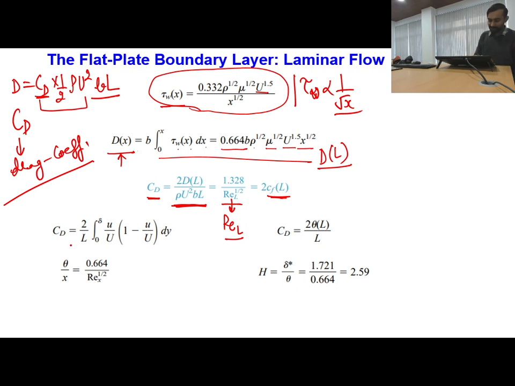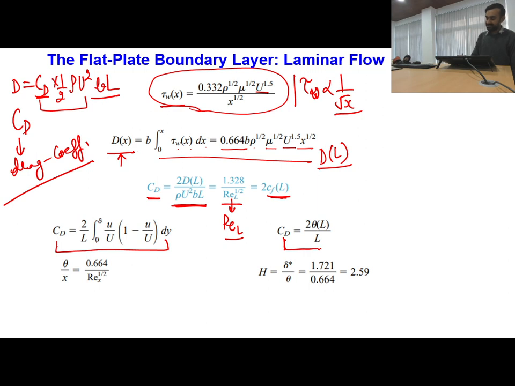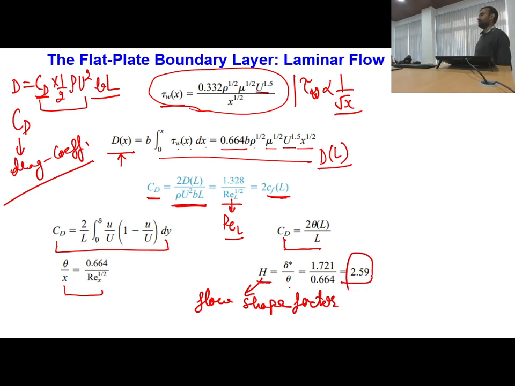Then of course, you can also write the drag coefficient from the momentum integral equation. It will become 2 by L times the integral 0 to delta of u by U, 1 minus u by U dy. And from here, CD will become 2 times theta by L. And delta by x is this. So from this formulation, if you calculate H, which is delta star by theta, this is called the flow shape factor. So the flow shape factor for laminar flow over a flat plate is nothing but equal to 2.5.